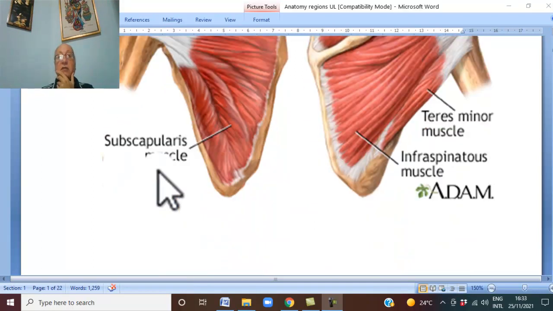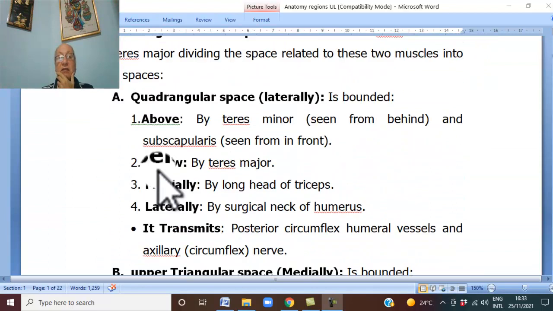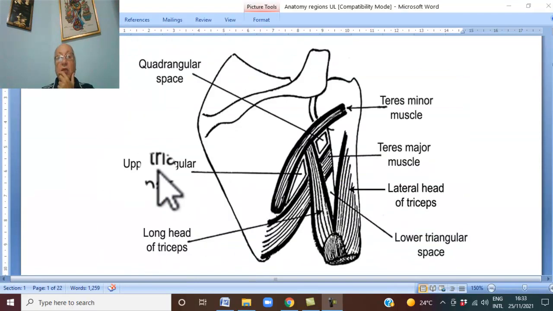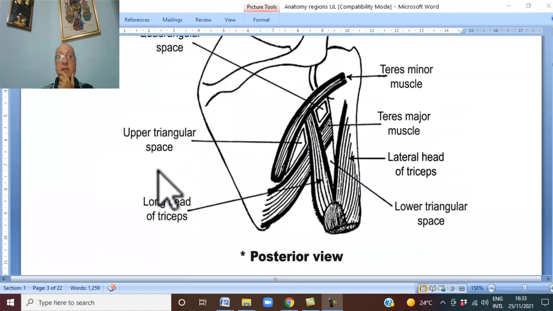Then we have quadrangular and triangular spaces. What are the quadrangular and triangular spaces? The long head of triceps originate from the infraglenoid tubercle and descend downward. This head of triceps, long head of triceps, passes in the space between teres minor above and teres major below.